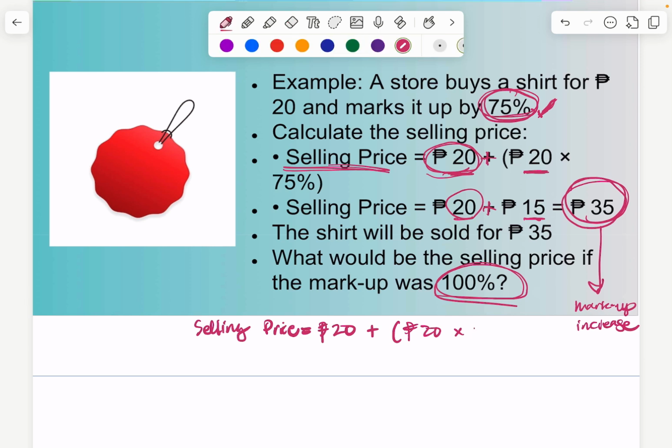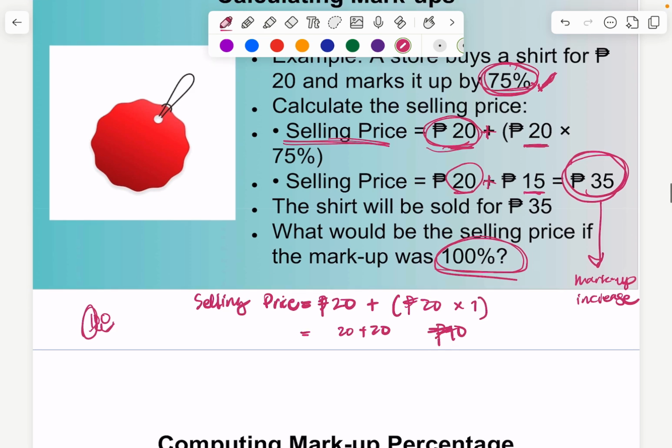That is 1. Ganong 1 man. Okay, from 100%, make it to decimal, move two decimal places, so you got 1. So you'll have 20 plus 20, so the new selling price now is 40 pesos. That is the concept of markup.